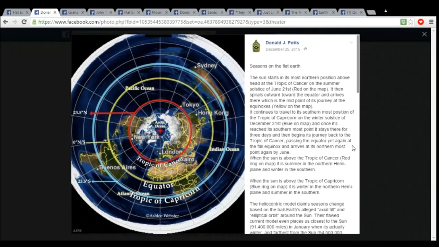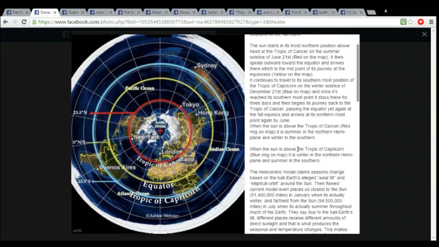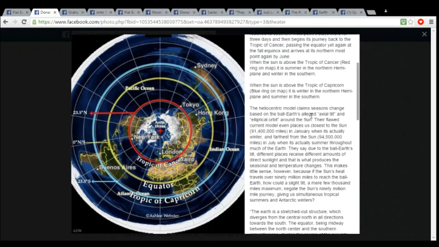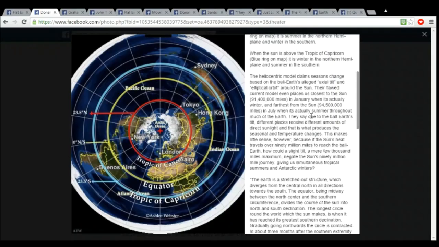Passing the equator yet again at the fall equinox, and arrives at the northernmost point again in June. When the sun is above the Tropic of Cancer, red ring, it is summer in the northern hemisphere and winter in the southern hemisphere. This one gets a little confusing, folks.